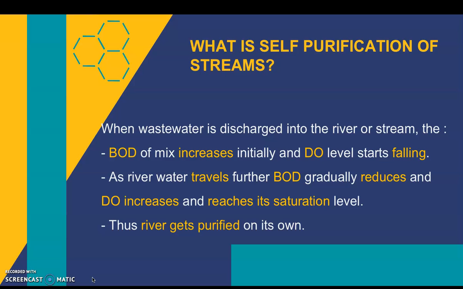Before we go any further, we have to know what is meant by self-purification of the stream. For example, if wastewater is discharged to the river, the BOD of the mixed stream, when the clean stream meets the wastewater stream, will initially increase and the dissolved oxygen will go down. However, when the water starts to travel along the stream, the BOD will start to decrease and DO increases, gradually improving the quality of the water. This is what we call self-purification of the streams. It's like the river is self-cleaning itself.